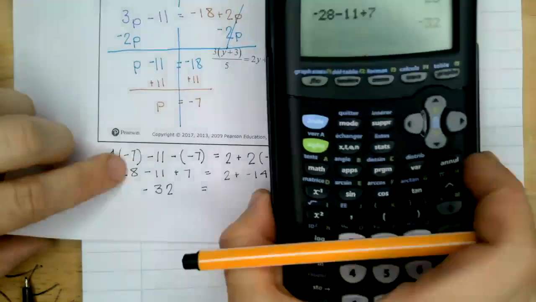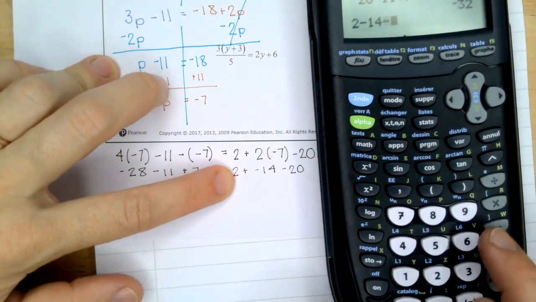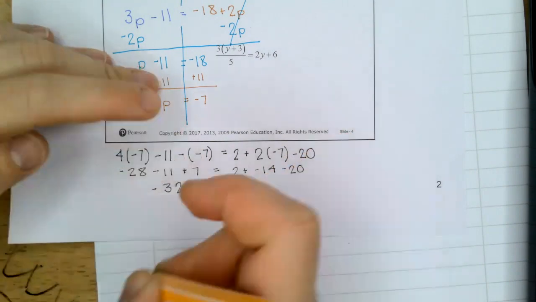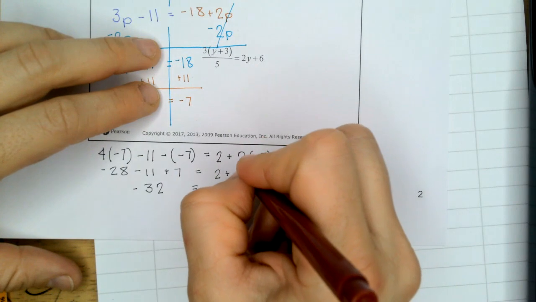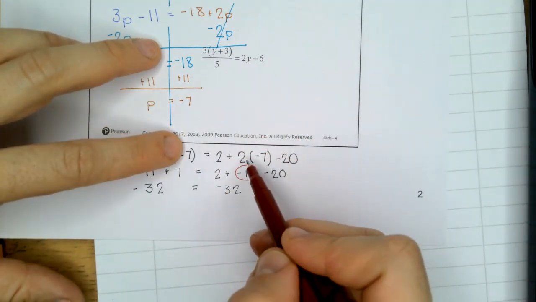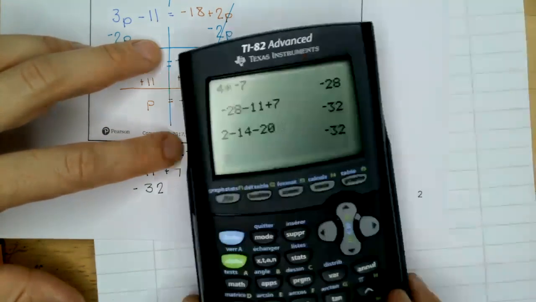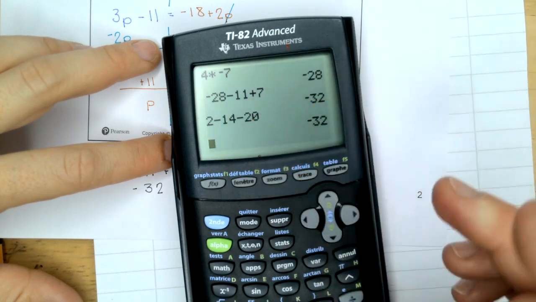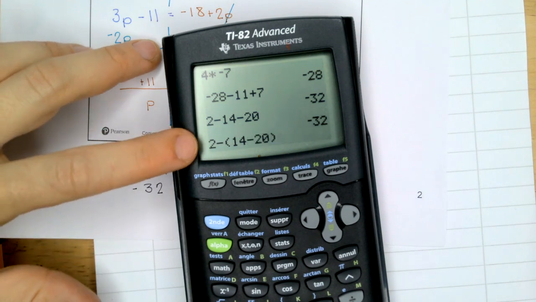If this side's still the same: 2 minus 14, right? Because it's plus a negative 14 minus 20, negative 32. Notice that this minus sign only applies to the 14, right? It was plus 2 times negative 7, so that became negative 14 minus 20. So when I'm putting it all in, I'm not saying 2 minus 14 minus 20. If I had put a parentheses in, it would have given me a different answer.